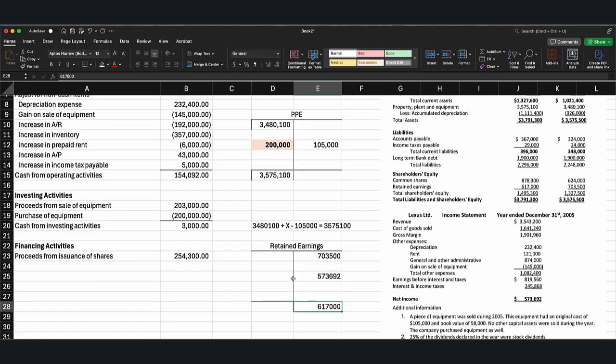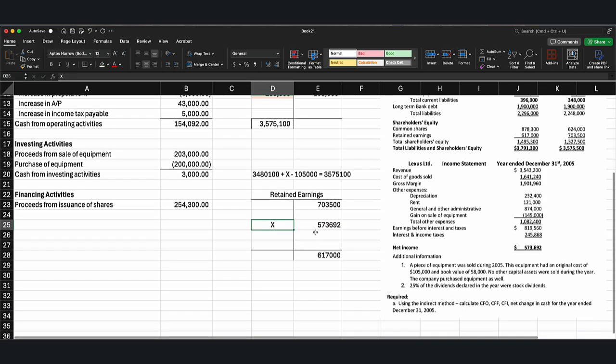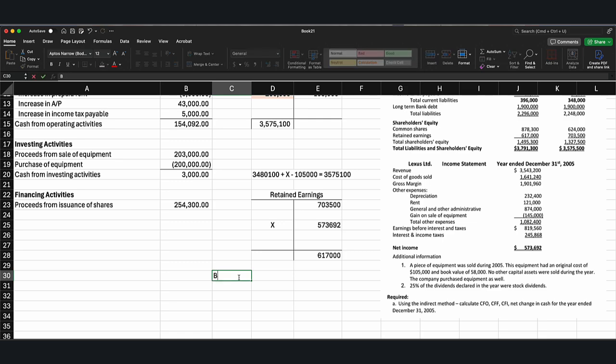This is not balancing though. We know that we declare dividends. It's the only thing that comes out of retained earnings. So let's find that number. 703,500. And by the way, if you don't like T accounts, remember this formula: beginning retained earnings plus net income minus dividends equals your ending retained earnings. You didn't need the T account at all. So I could have just said 703,500 plus 573,692. I'm ultimately going to do the same thing. Minus X gives 617. Solve for X.